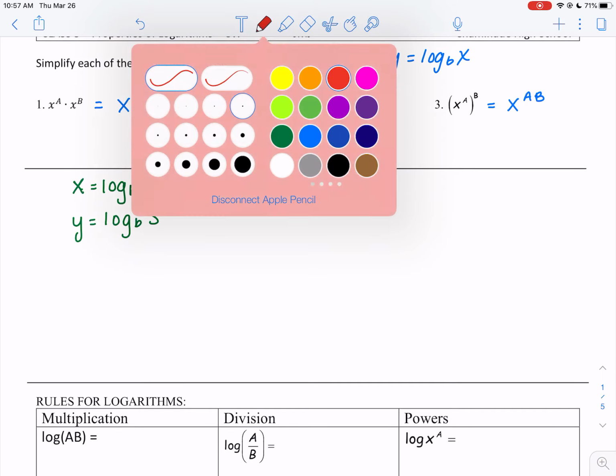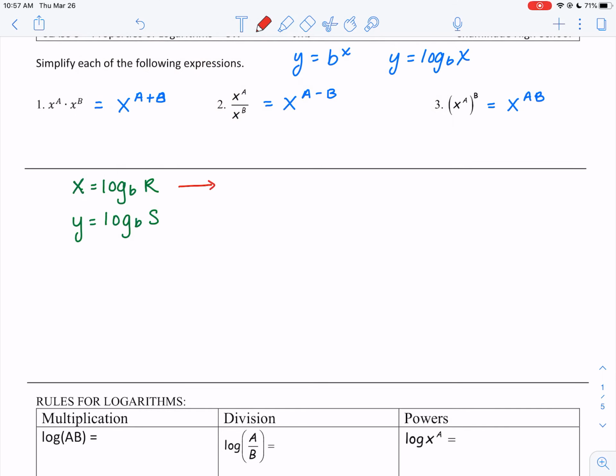What if we take both of these equations and convert them from log form to exponential form? Recall that we have our base, in this case b. Our base is going to be raised to our exponent, in this case x, and that's going to equal the argument, or r. We can do the same thing for the second equation. Your base is b, raised to your exponent, which is y, and it's going to equal the argument, in this case s.